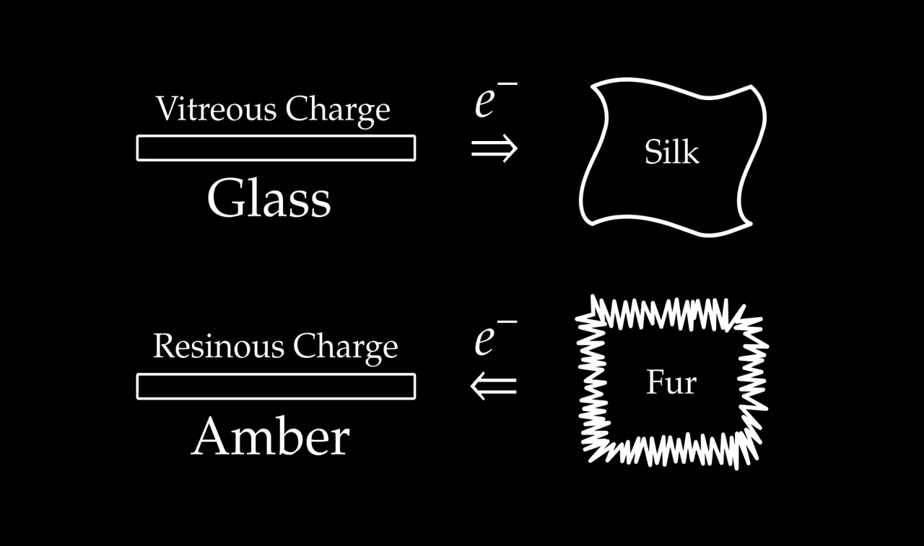If I have the glass rod and I have the amber rod and I prepare them in this way, I discover that their electric effects have a different sense to them. That is, whereas in one case I might get attractive forces, in another case I get repulsive forces. There seems to be a fundamental difference in the nature between the two.